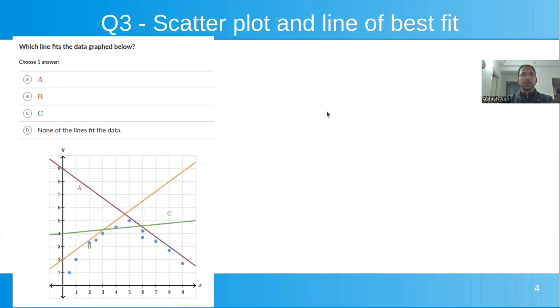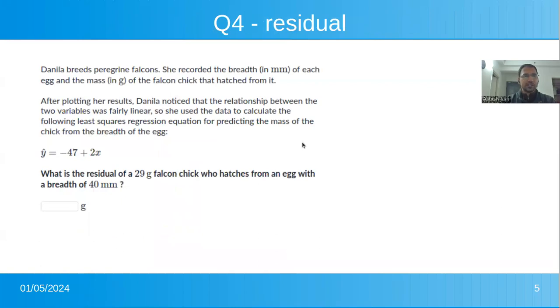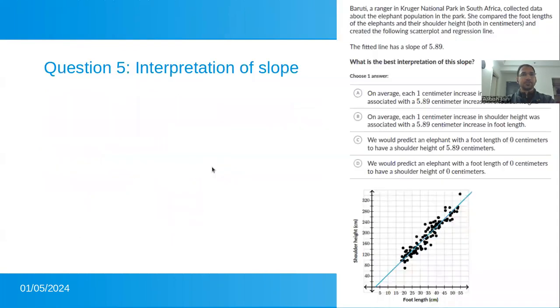This third question is on scatter plot and line of best fit. It simply seeks to know which line fits the data best. The next question is on residual. It has given you an equation, one value for x, and one value for y, which is the actual value, and the value which you will get from the equation. So you have to use the formula of observed value minus predicted value, and you will get the residual.